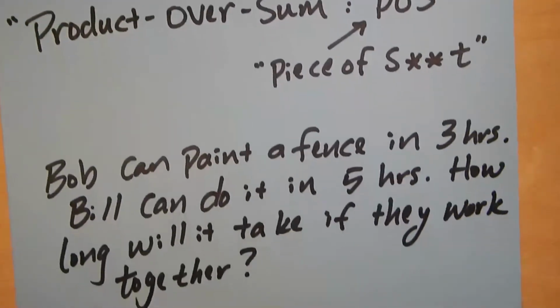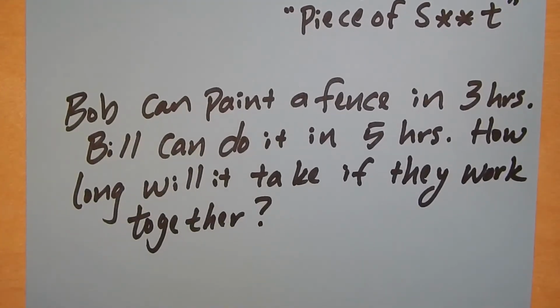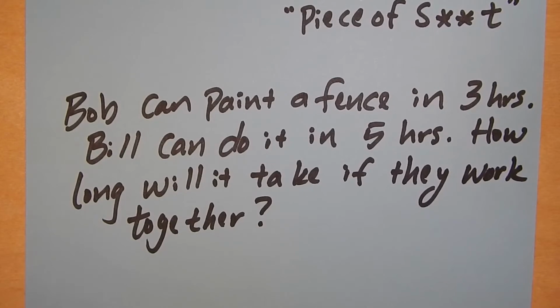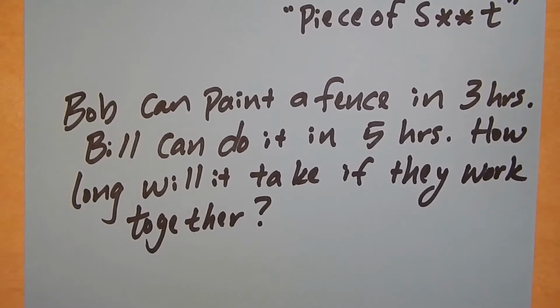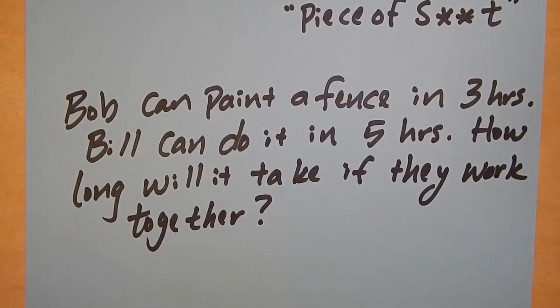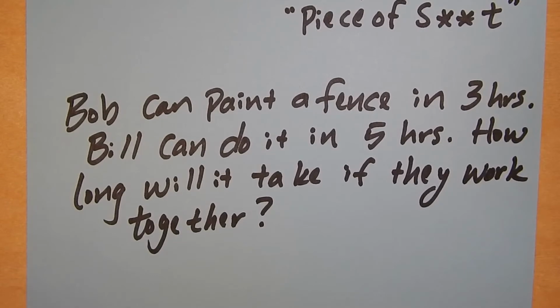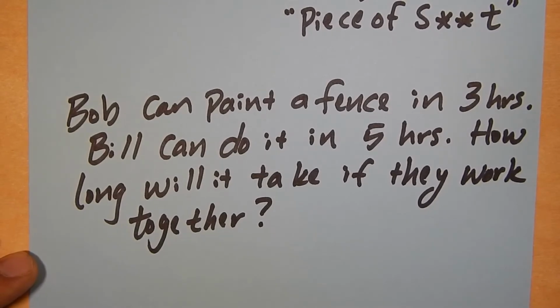So we've got a typical example of a problem here. Bob can paint a fence in 3 hours. Bill can do it in 5 hours. How long will it take if they work together? These are the types of problems that we will typically see. They're painting a fence, or they're building a wall, or they're doing some kind of work. So Bob can do it in 3 hours. Bill can do it in 5.